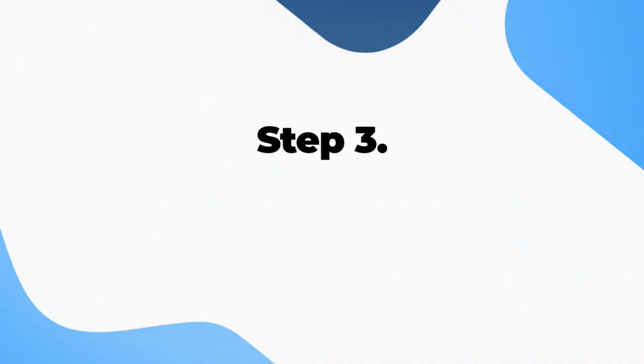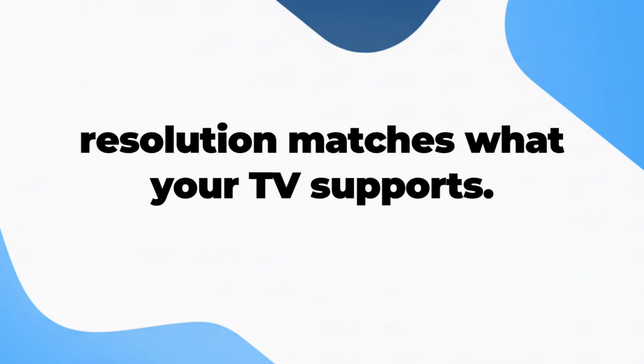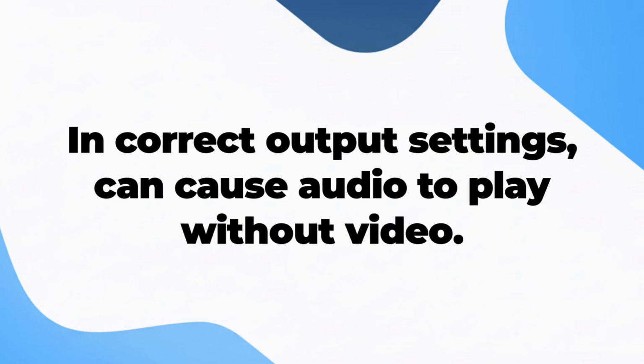Step 3. Check your video output settings. Make sure you are on the correct HDMI input and that your device's video resolution matches what your TV supports. Incorrect output settings can cause audio to play without video.